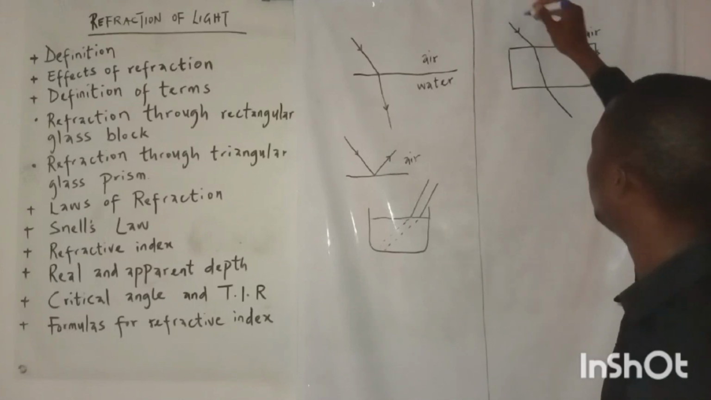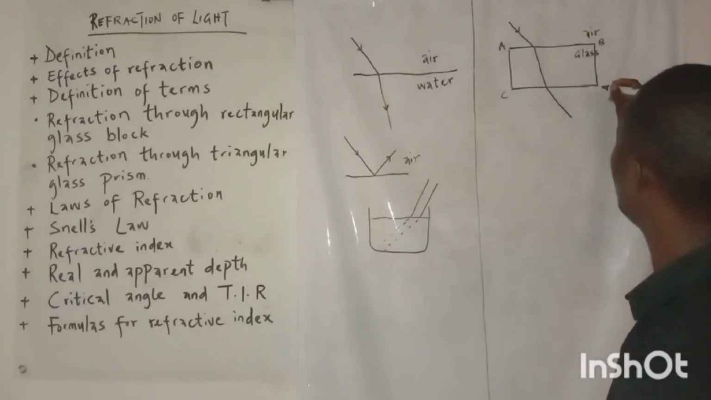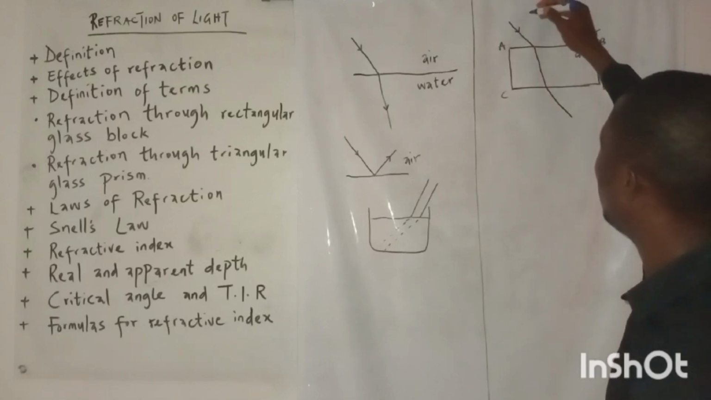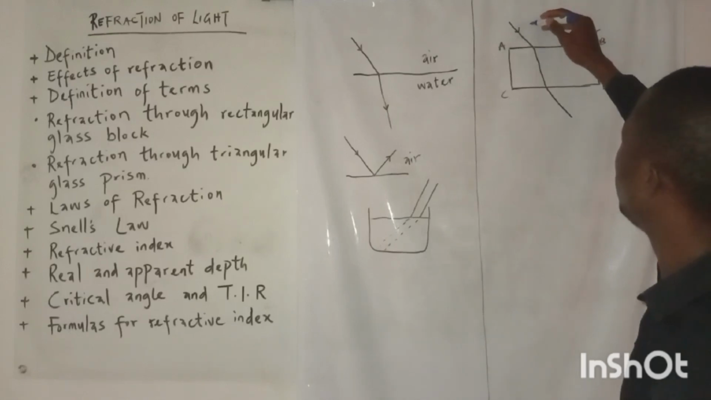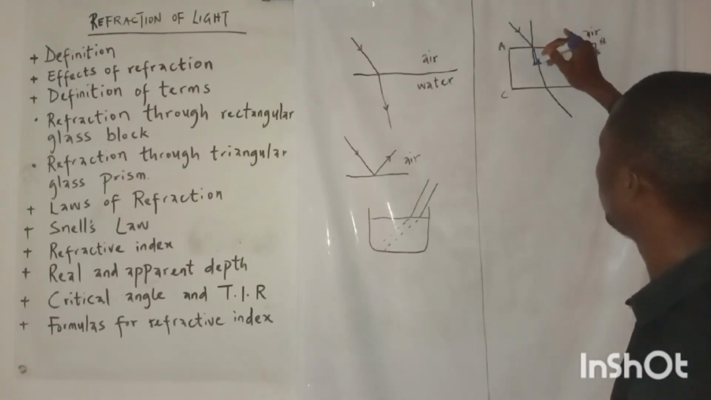Let's say this is, let me label it A, B, C, and D. So let's have a normal here. This is a normal.